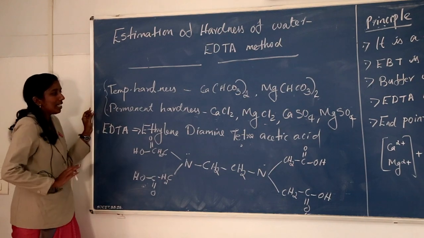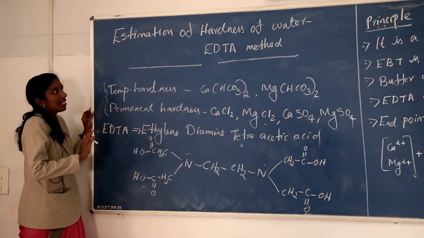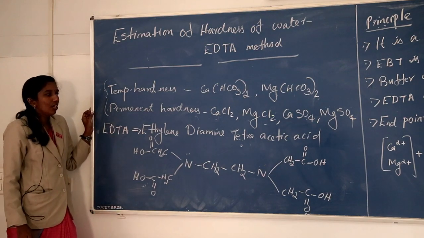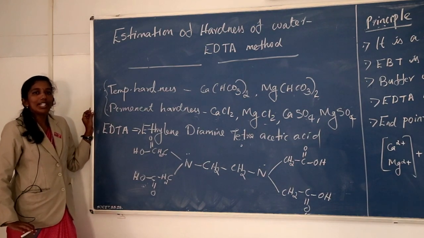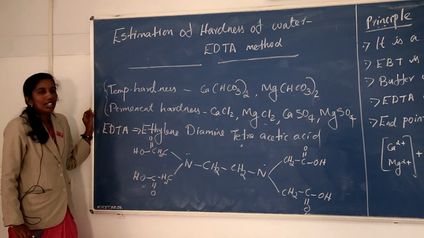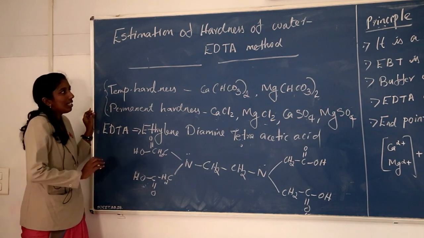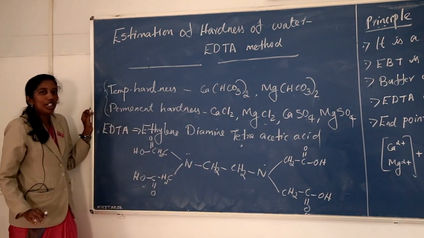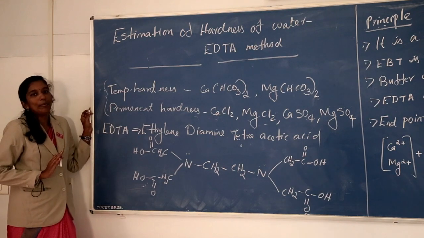Okay, now we discuss how practically we estimate the hardness of water. There are different methods: hardness method, soap titration method, etc. But these are not commonly used. The most commonly used method is EDTA method. So first of all we need to know what is EDTA.